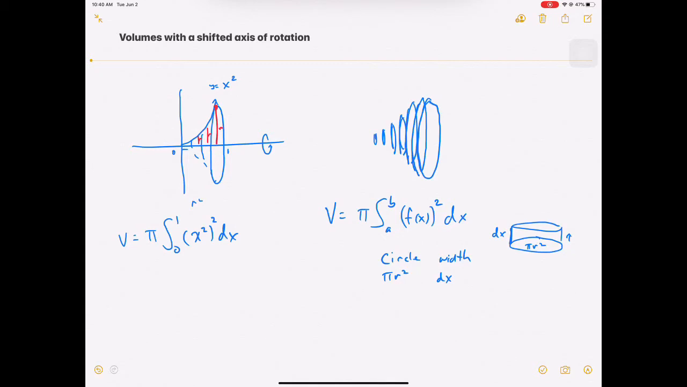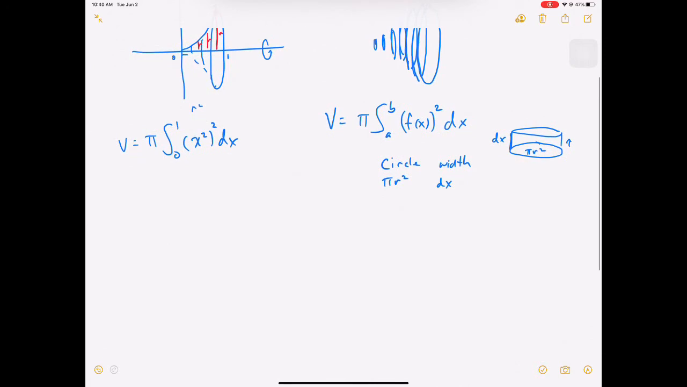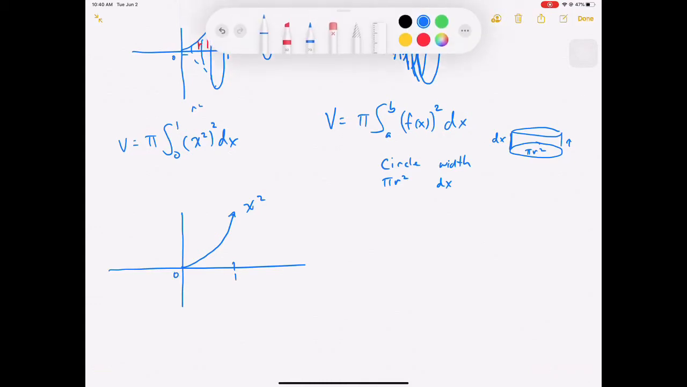Now today what I'm going to do is slowly shift this. I'm going to change my axis of rotation. Instead of being the x-axis, we're going to change it. Let's draw the parabola again, x squared, and we're going to go from 0 to 1. But this time, instead of spinning it around the x-axis like we did before, we spin it around this axis here. I'm going to shift it to make it a little bit lower. I'm going to shift it to be, let's say, -2.